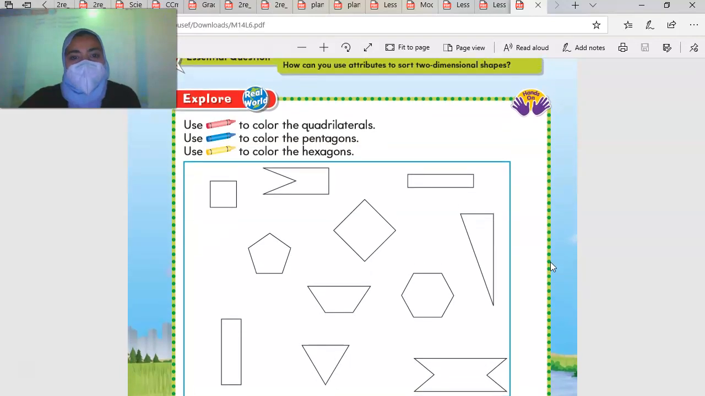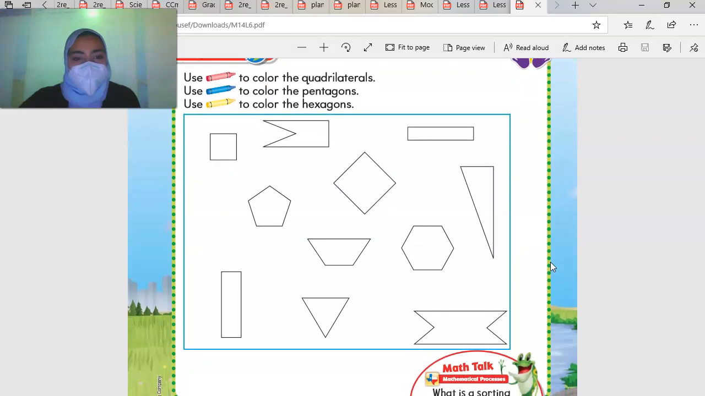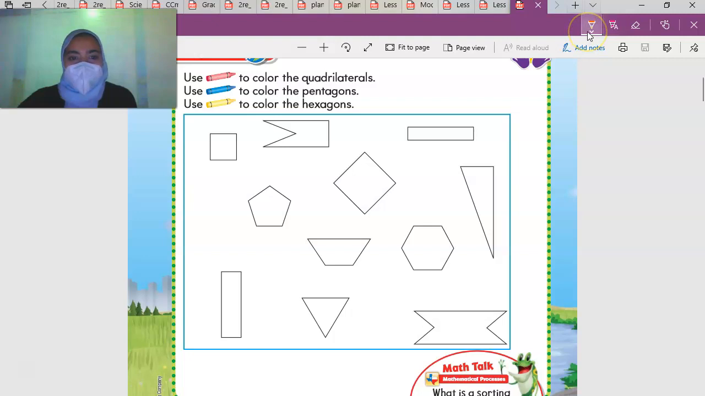It says, how can you use attributes to show two-dimensional shapes? Use red, blue, and yellow to color the different kinds of shapes. So you're going to need red, blue, and yellow. If you don't have that with you right now, you can pause the video and go grab it. Okay, now that everyone is back and they have what they need, let's start with red.